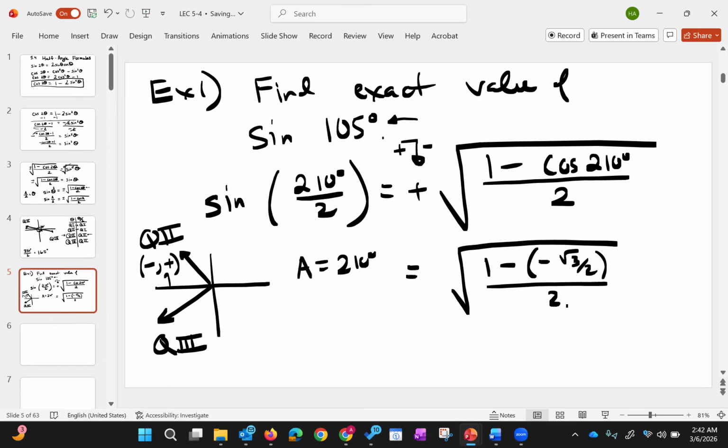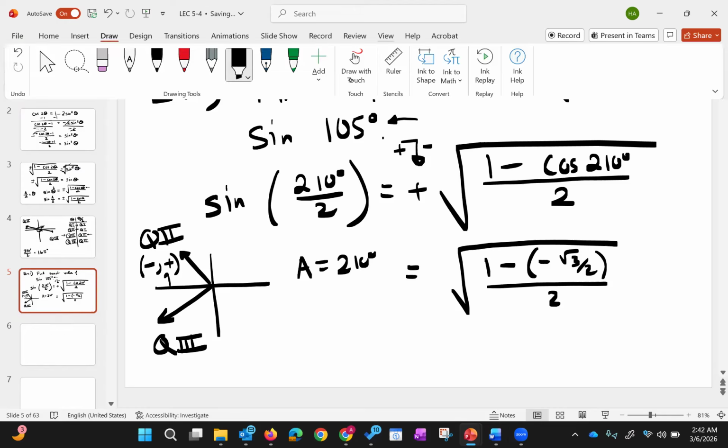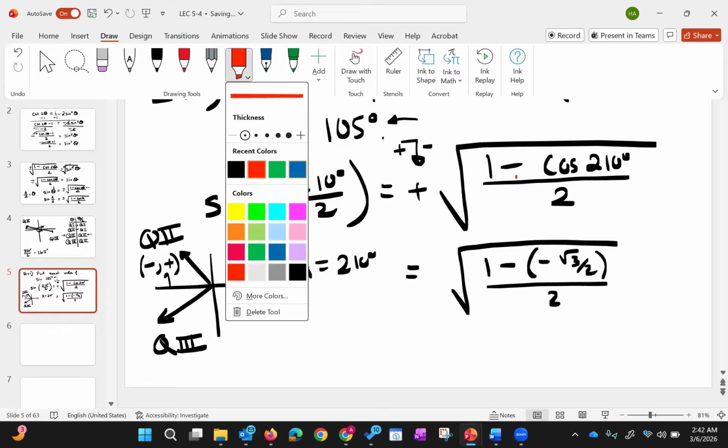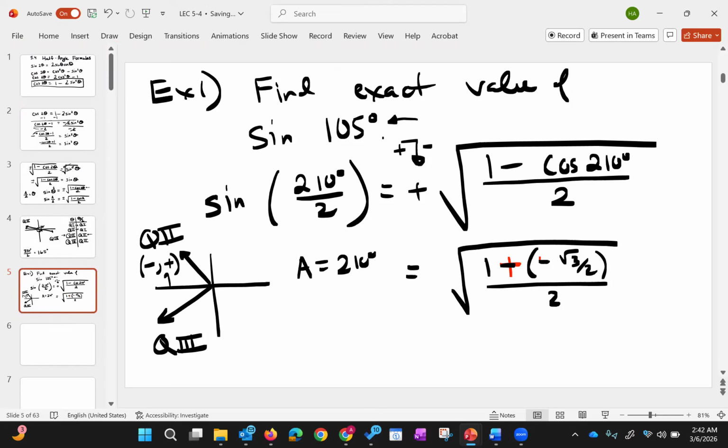Now, there's a little bit of work involved here. First things first, we need a plus plus right here, since we're adding. And then I want to simplify this as much as possible. All of this works for sine and cosine very similarly. What we want to do is get rid of this complex fraction first, so we're going to multiply the top and the bottom by 2, just to get rid of this fraction.